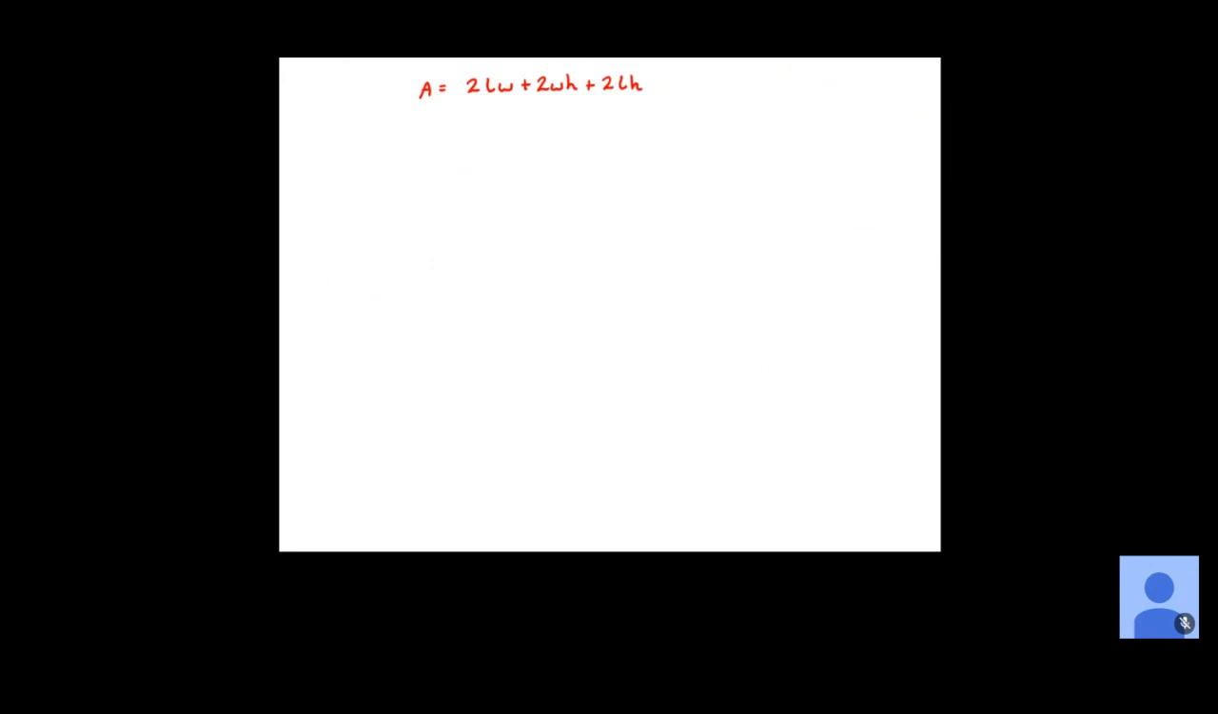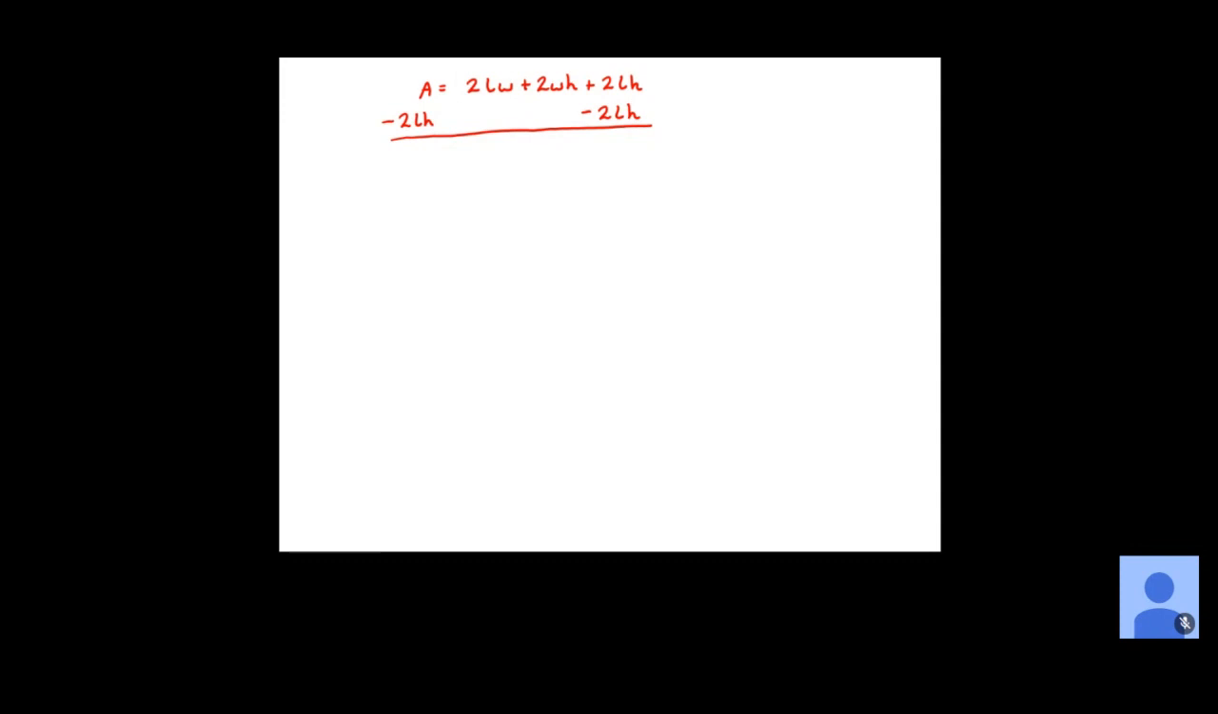So what could we do first here if we're trying to get W by itself? Okay, good. So we've got one term that doesn't have any W's at all. So let's go ahead and move it to the other side. So I'm going to subtract 2LH from both sides. That's always going to be the case, right? If you've got any terms that don't have the variable you're trying to solve for, go ahead and move those.